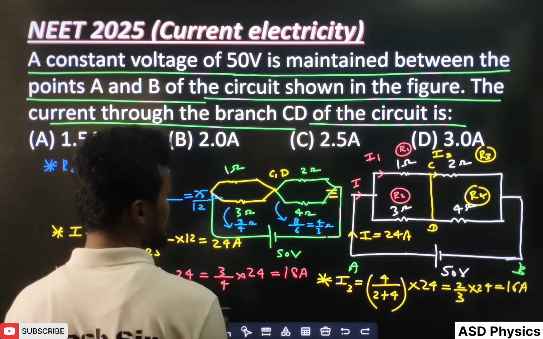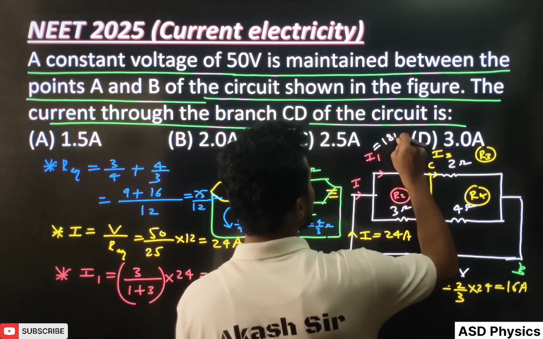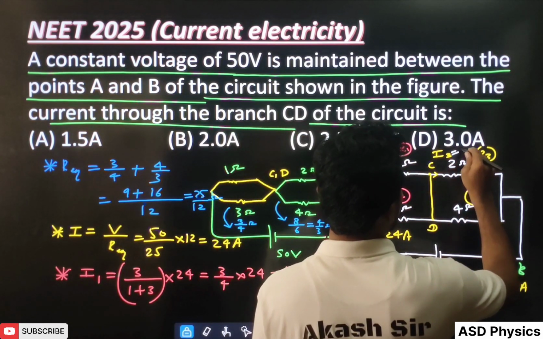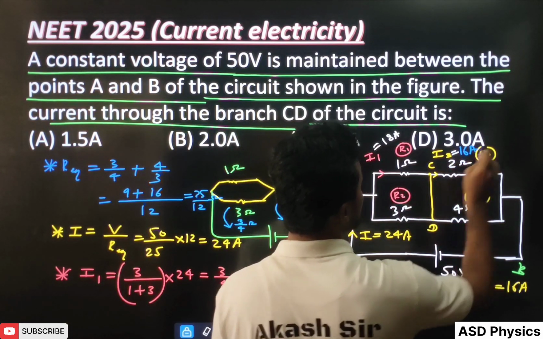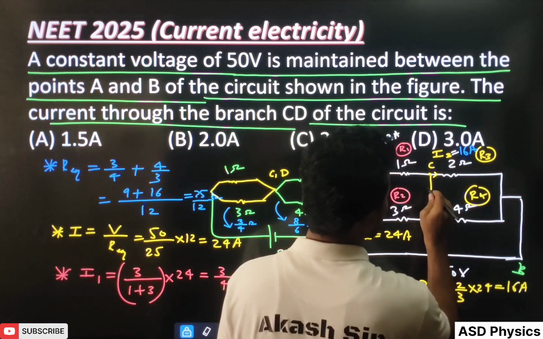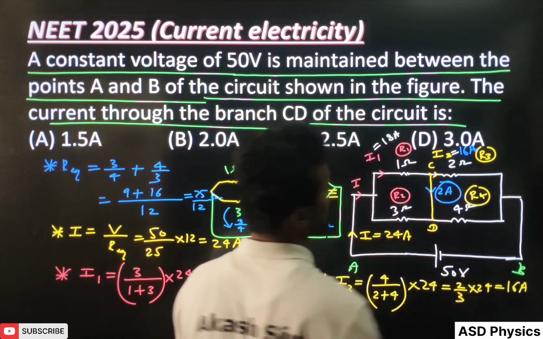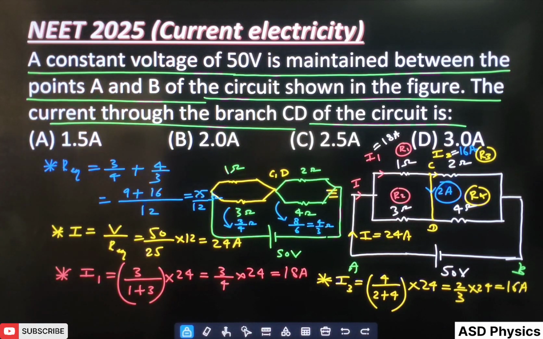So remember what is happening here: this I1 is 18 ampere and this I3 coming here is 16 ampere. So see, 18 ampere is coming, 16 ampere went this side. So here how much will go? It will go here 2 ampere. Kindly see very well how we have done.